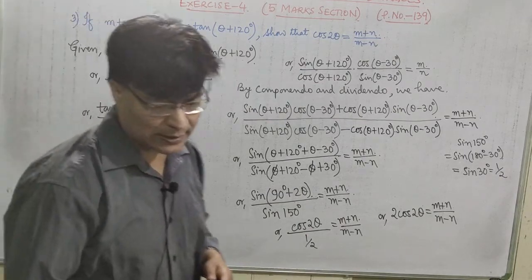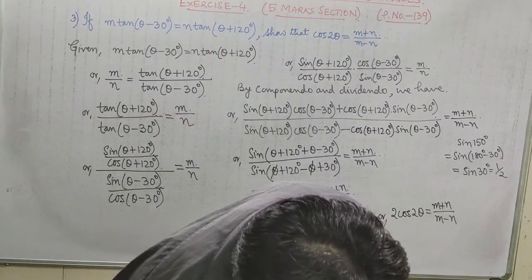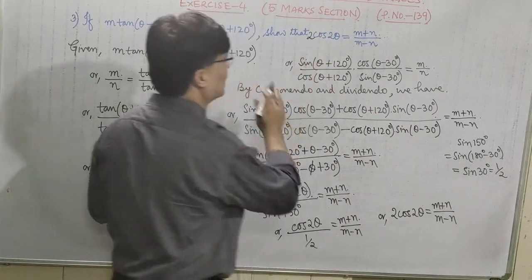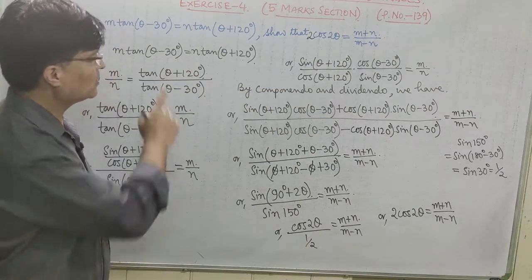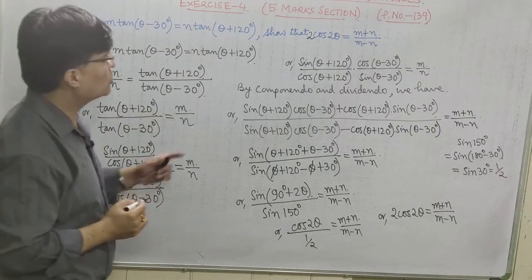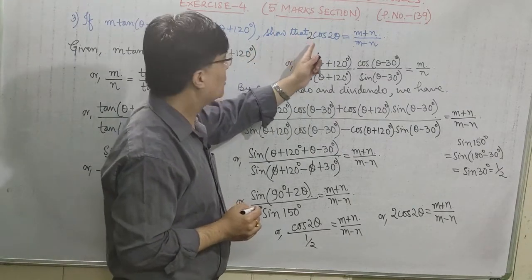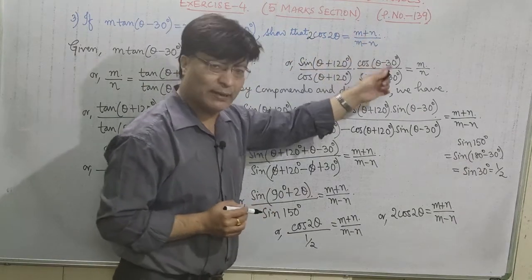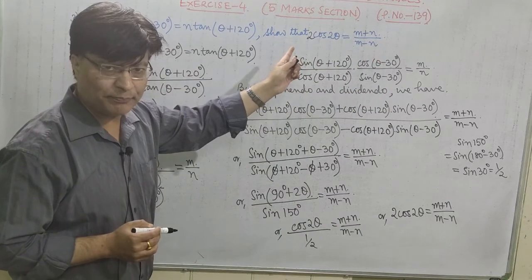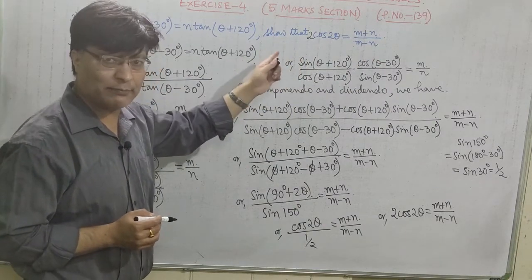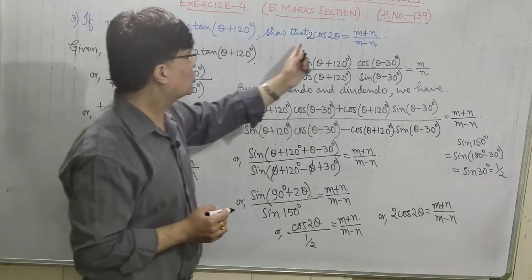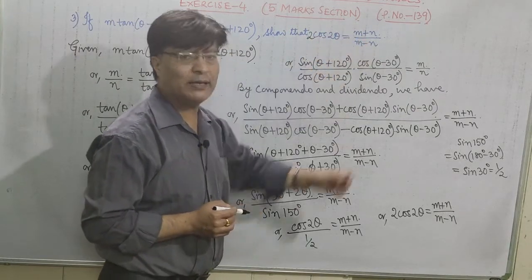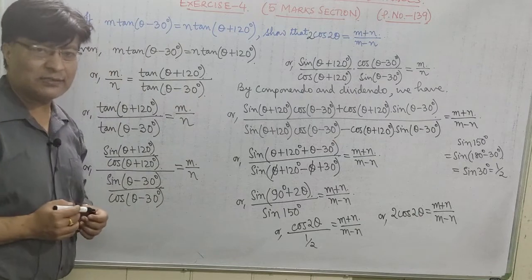So it is 2 cos 2 theta, right? This should be 2 cos 2 theta. That is wrong. I have written the wrong question out there. So it should be that 2 cos 2 theta is equal to m plus n divided by m minus n. This is the correct question. I have made a mistake out there. This should be 2 cos 2 theta is equal to m plus n divided by m minus n.